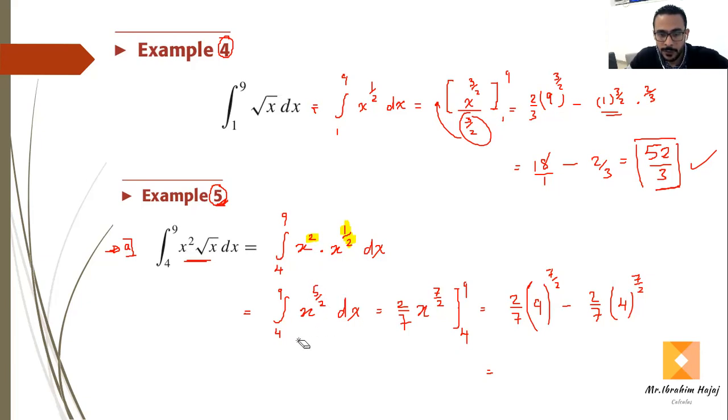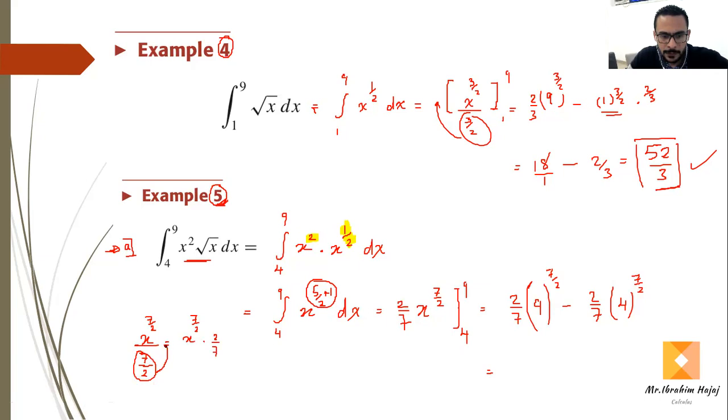We add 1 and divide by the new exponent. Adding 1 to 5 over 2 gives 7 over 2, and dividing by 7 over 2 is the same as multiplying by 2 over 7. It should be like this, 7 over 2 over 7 over 2. Where do we bring the 7 over 2 from? By adding 1 to the exponent: 5 over 2, meaning 2.5, plus 1. The answer is x to the power of 7 over 2 multiplied by 2 over 7, because you can flip this.